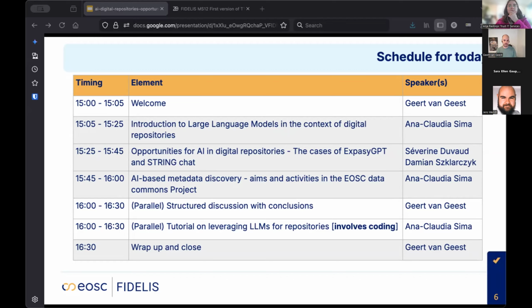Then we will have Claudia Sima, who will give a short presentation about how they are applying artificial intelligence at the EOSC Data Commons project. I've got to say a few words about Séverine and Damian. Séverine is the team lead of the biodata resources at the SIB. Damian is the resource manager of a quite well-known resource in the life sciences, at least named String.